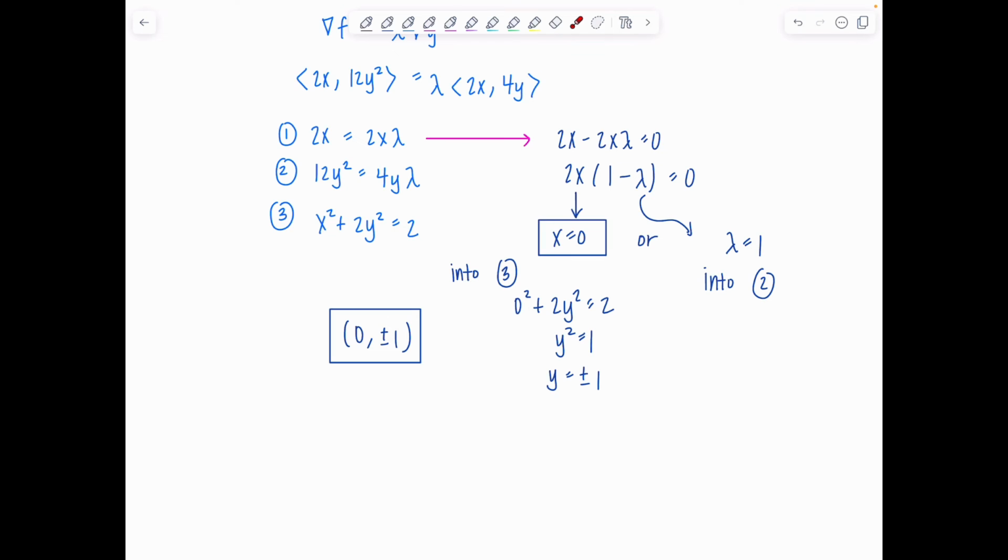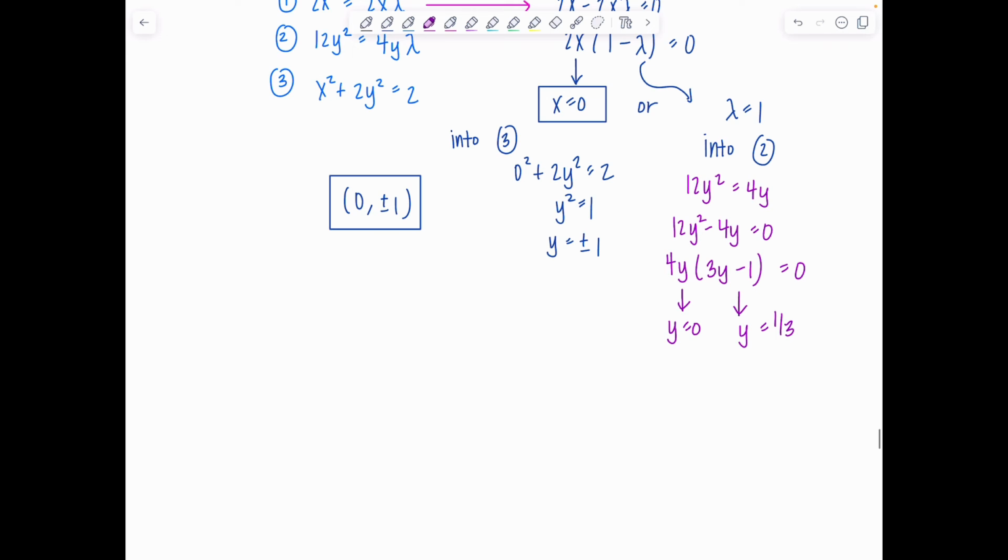Lambda equals 1 goes in equation 2. So we have 12y squared equals 4y. Again, no naughtiness, please. Don't cancel out y on both sides. 12y squared minus 4y is 0. Factor out 4y, and you have 3y minus 1 is 0. So either y is 0 or y is 1/3. What do I do with those two pieces of information? Now we can go into equation 3.